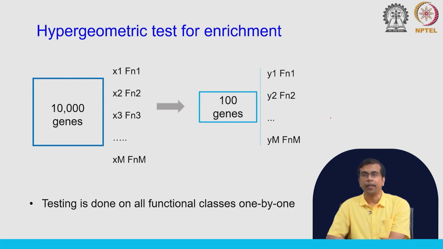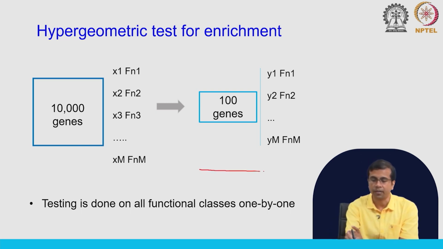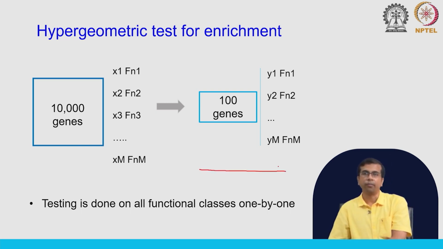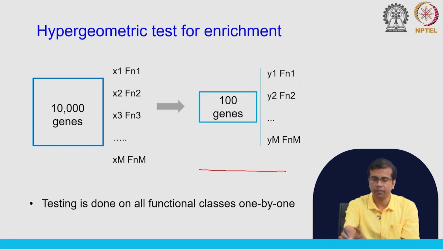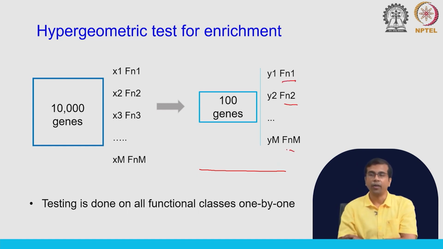So, what we do in this case. The question is whether there is any enrichment for specific function in the list of differentially expressed genes. On the right hand side we have the list of differentially expressed genes. Now, to answer this question, we perform hypergeometric test, and this is done on all functional classes, one by one. We start with function class 1, then go to functional class 2 and so on, and we continue this up to functional class m.